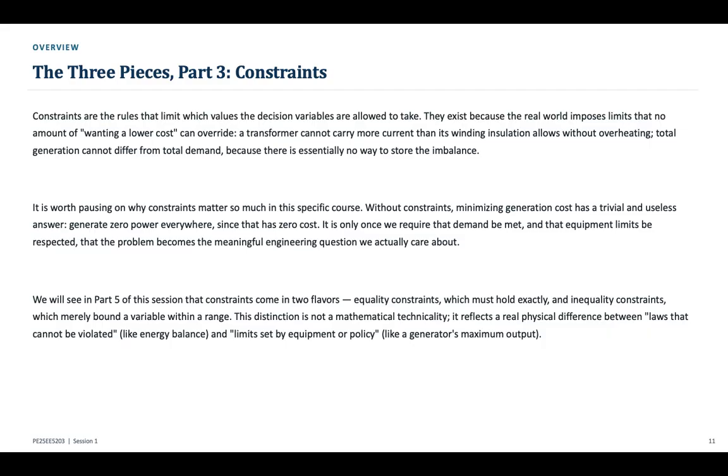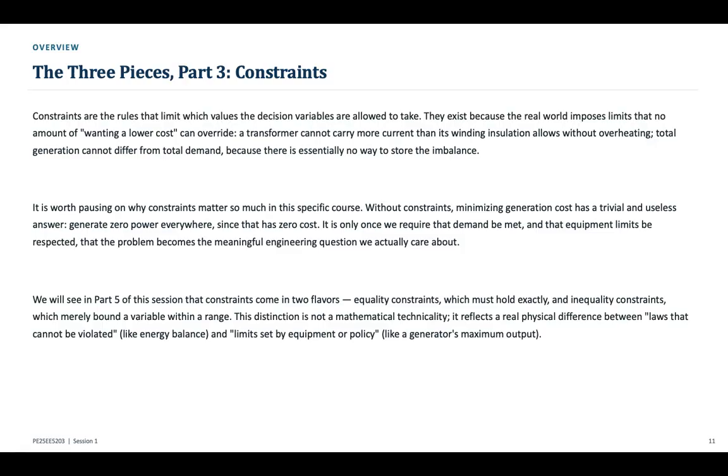They exist because the real world imposes limits, and also many challenges that no amount of wanting a lower cost can override. A transformer cannot carry more current than its winding insulation allows, right, without overheating. Total generation cannot differ from total demand because there is essentially no way to store the imbalance.